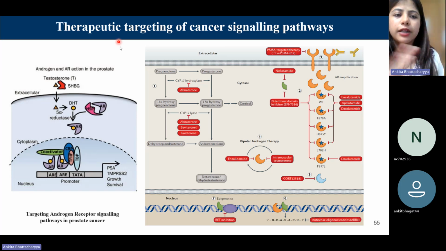But did you understand the flow of it? This was nothing for you to memorize or retain very strongly, just to understand that there are different ways of targeting signaling pathways. That is what I wanted to communicate with you.